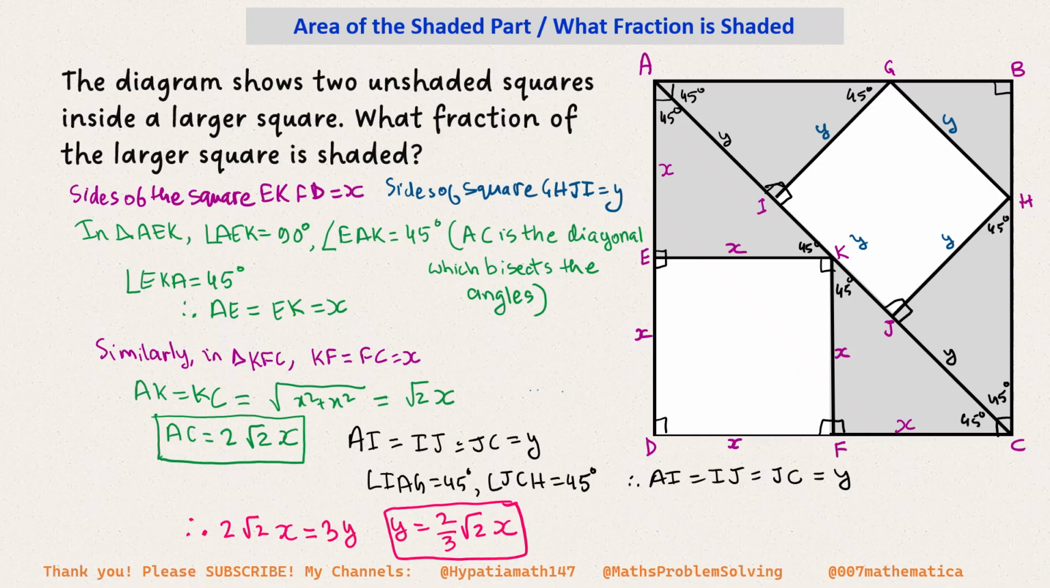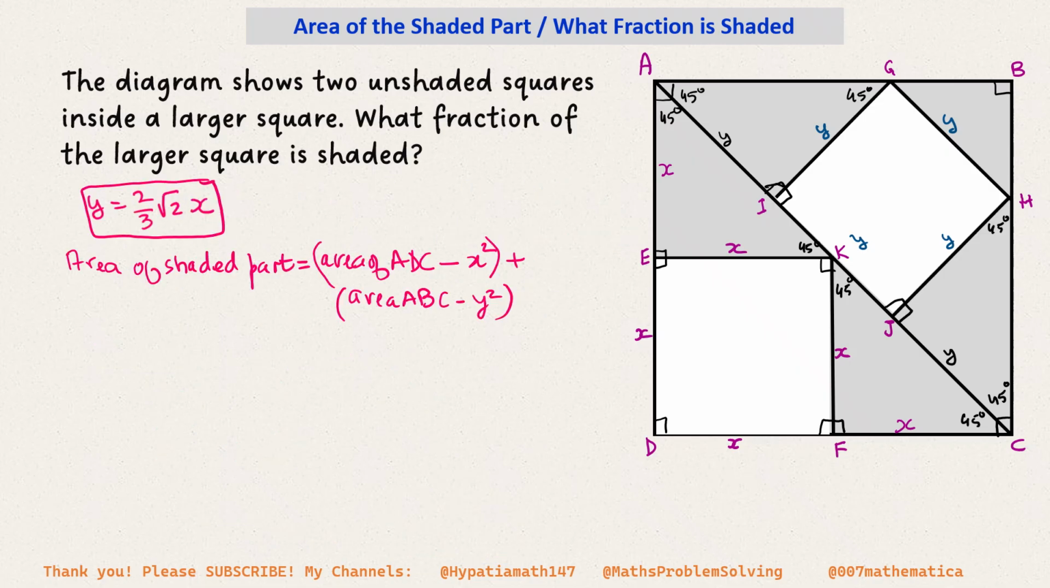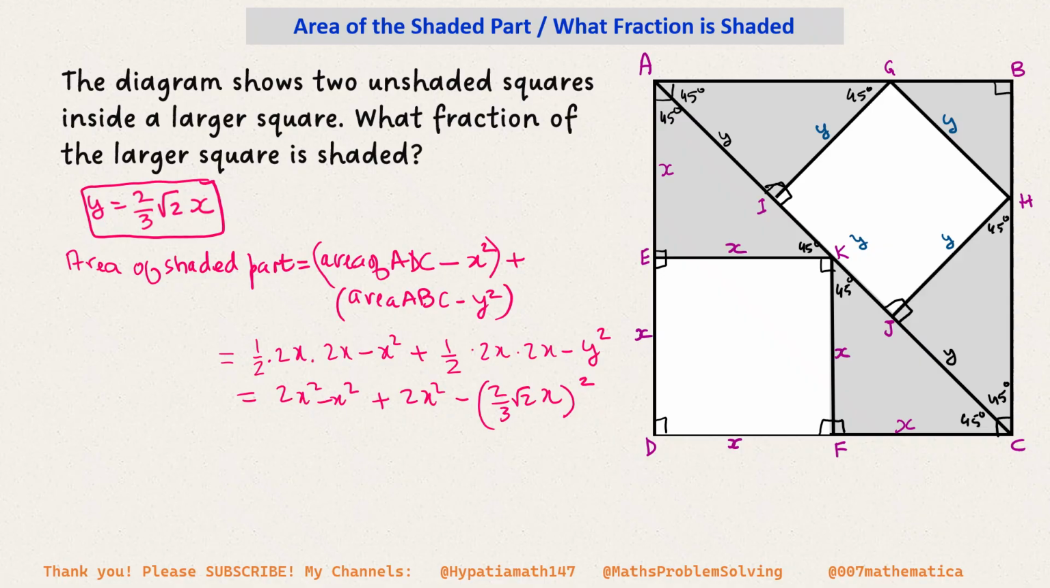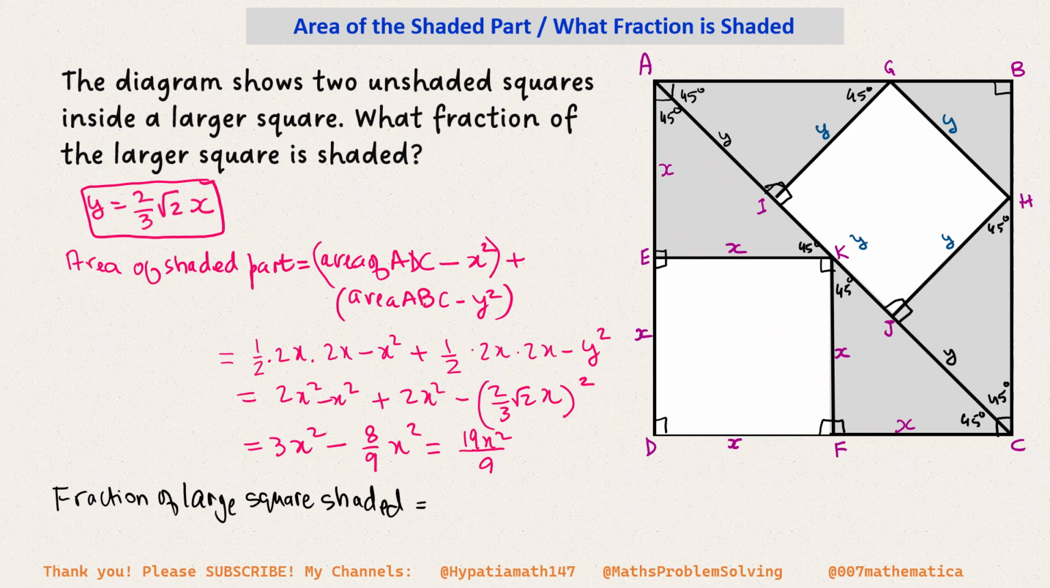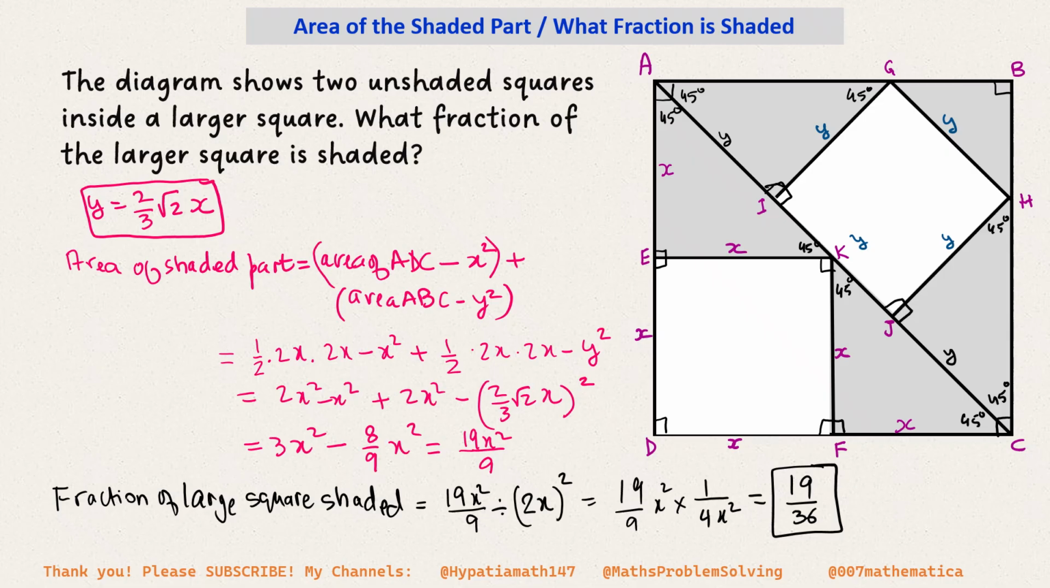And now we go on to find the shaded part, and you see the shaded part is 19 out of 9x square. So the fraction of the large square that's shaded would be 19 out of 9x square divided by 2x whole square, because the side of the square is 2x. So the area would be 4x square, and when you simplify it you get 19 out of 36, and that is the answer.